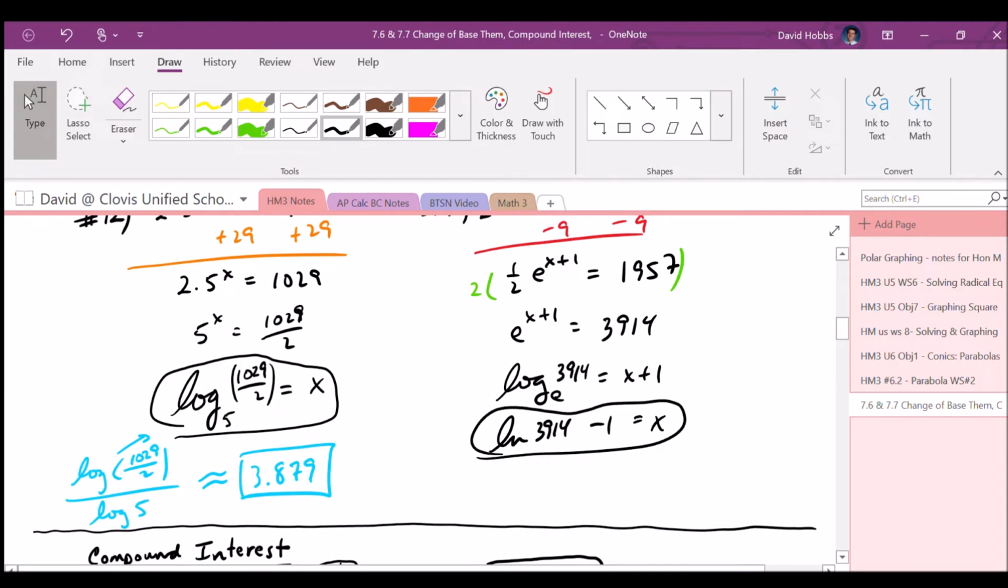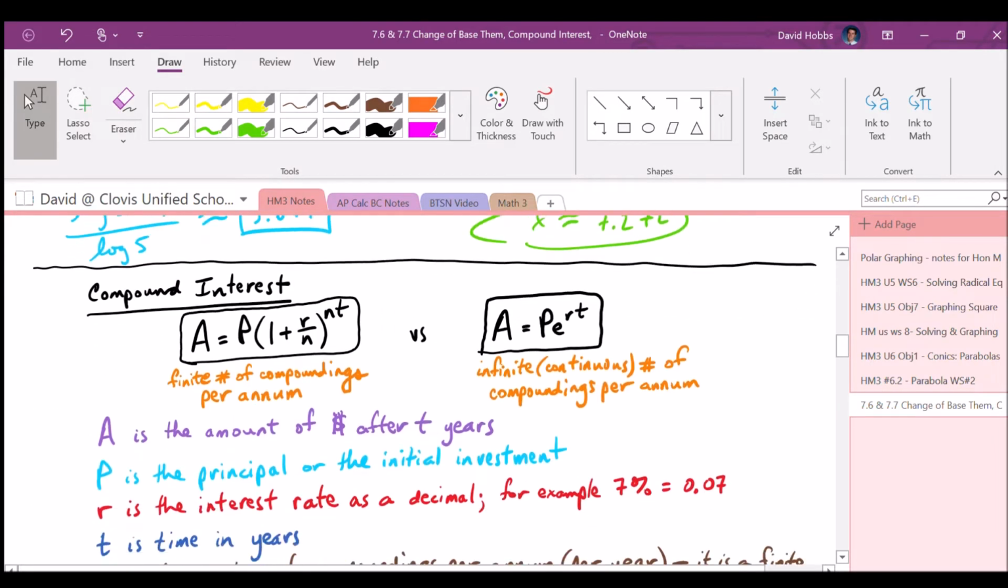Now, decimal approximation. So grab your scientific calculator, do natural log of 3914, and then subtract 1. And if you do that, you get x is approximately 7.272. And you need to practice that. Make sure that you know how to use your scientific calculator.